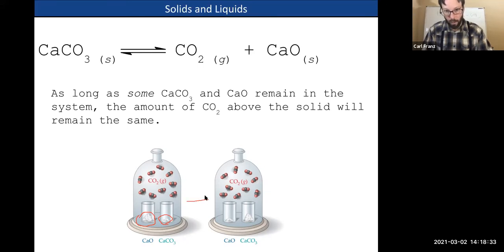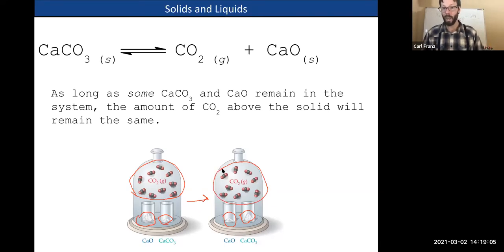But when we go over here, now it's switched. Now we're favoring calcium carbonate over calcium oxide. There's more of it. But the interesting thing is that as long as this is closed and the temperature is constant and the pressure is constant, the amount of CO2 gas up here remains the same.